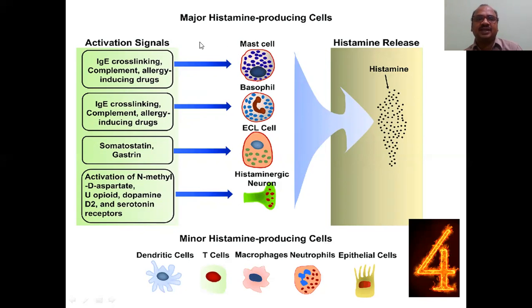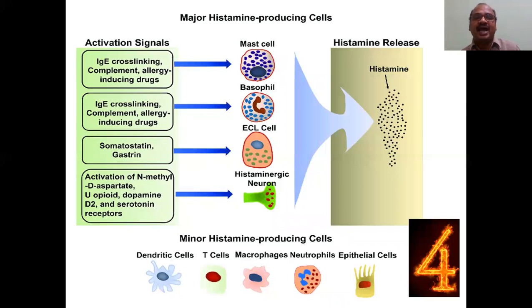Majorly four types of cells are there. The minor ones are not so important, but here I have shown them; however, these four cell names you have to practice. Mast cell: mast, massive, mastication. Mast cells produce histamine massively. Massive production of the cell.